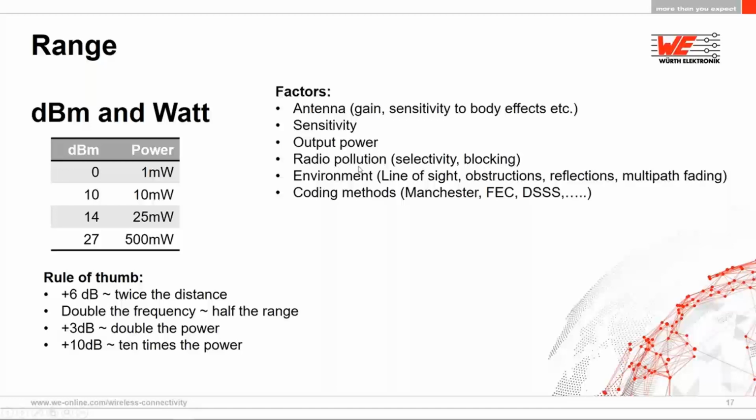On the 2.4 gigahertz, obviously there's much more going on there. Be aware of that. And then the environment. Do we have a line of sight? That is very crucial. Obstructions in the line of sight, walls, tanks, trucks, reflections of buildings in the ground, multipath fading. And then also lastly, the coding methods, whether it's Manchester, FEC or DSSS, which is direct sequence spread spectrum, spreading the spectrum. So a lot of things we can play around with.